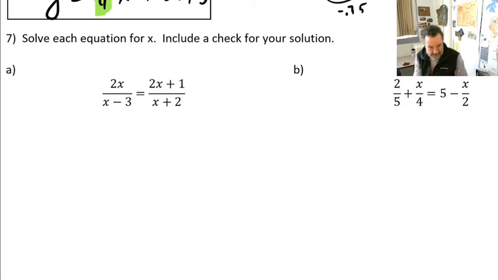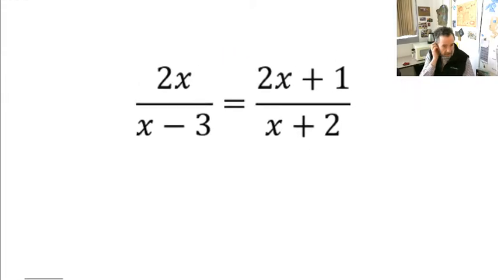Okay, so for these two examples, we're asked to solve for x, and it says include a check for your solution. I'll probably do that with my calculator. Both of these look like they would be significantly simplified with the application of fraction busters. So let's take a look at this first one.